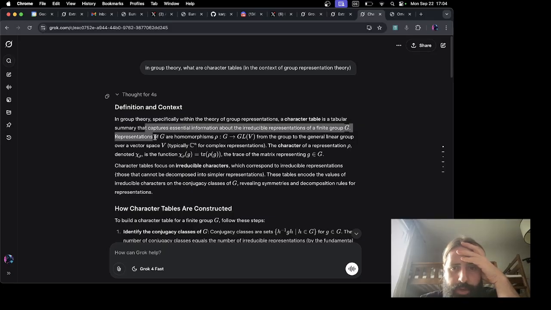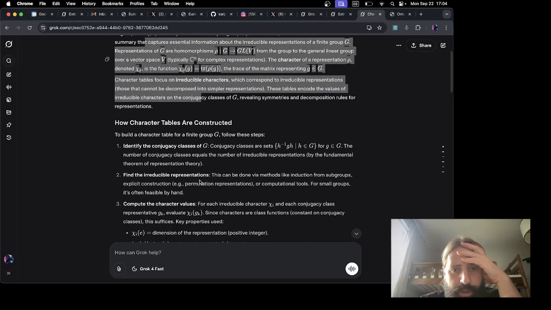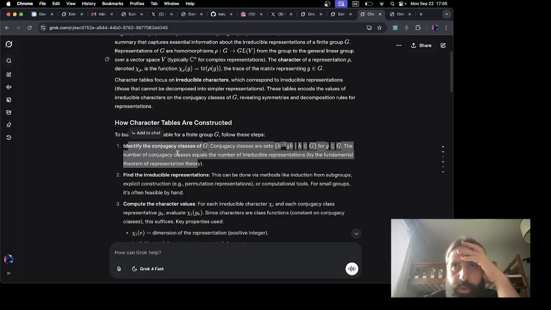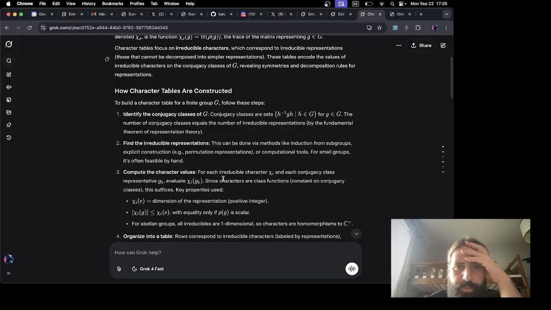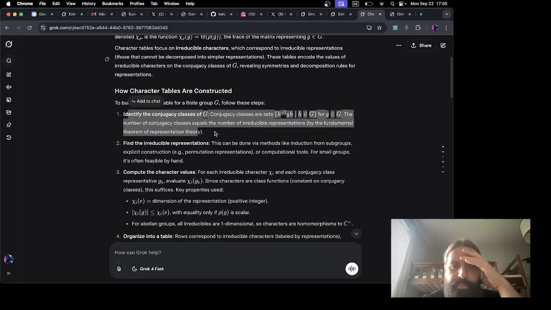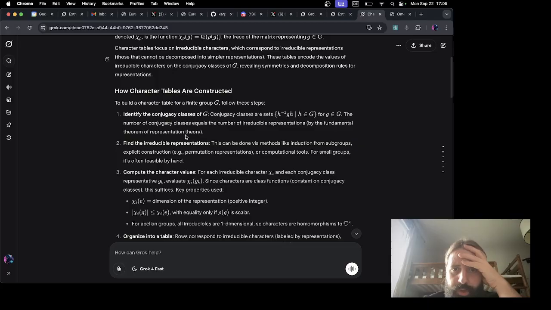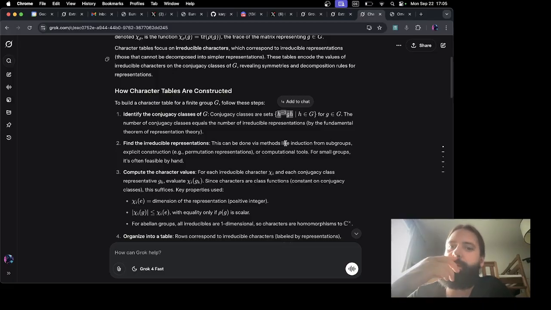Yeah, but you still have to construct the table, which already means finding the representations. So, identify the conjugacy classes of G. This seems easy to compute. Then find the irreducibles with methods like induction from subgroups, computational tools. This looks like something you should be able to do with GAP, because identifying the conjugacy classes is just an algorithm that gives you the sets that fulfill these conditions.